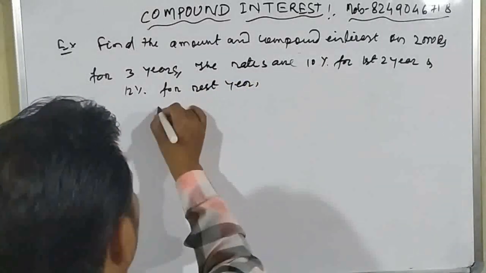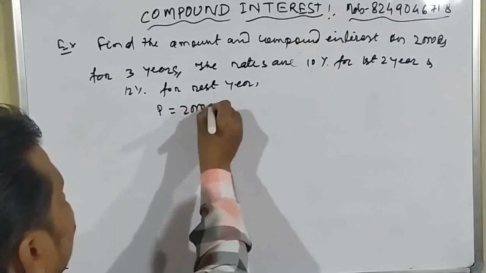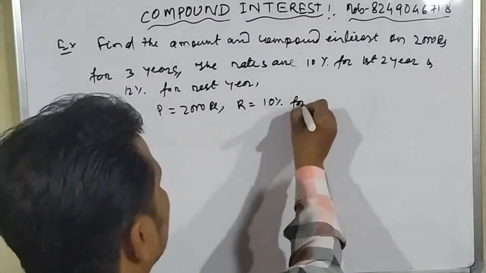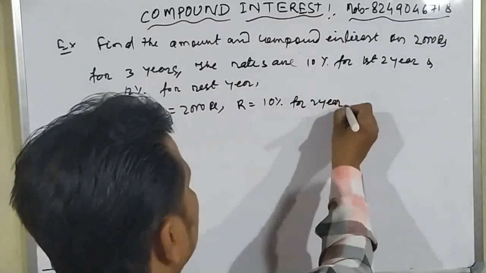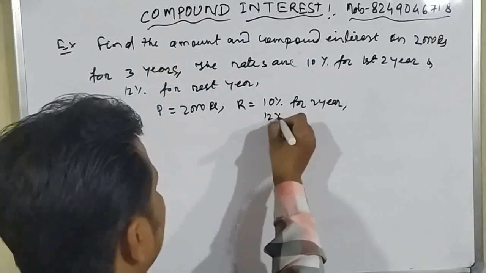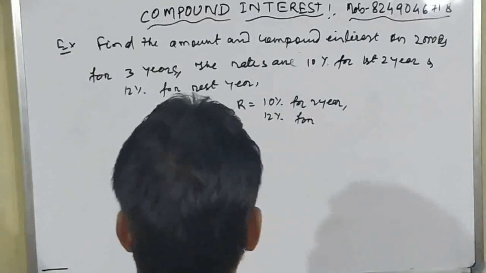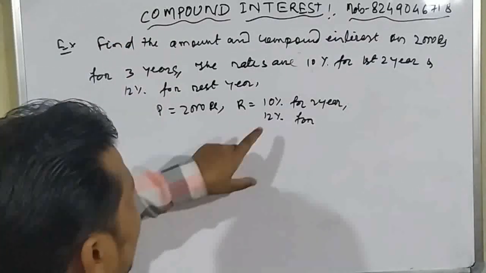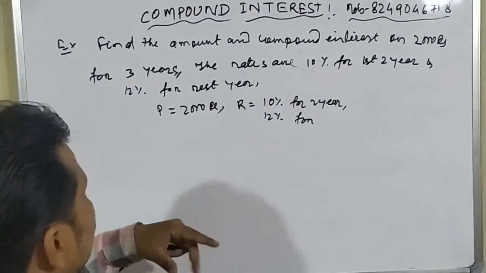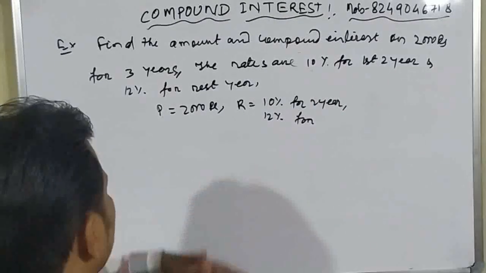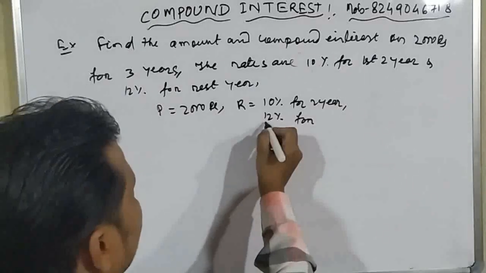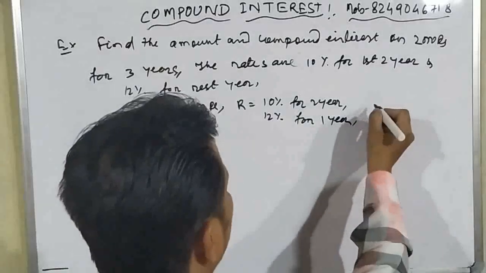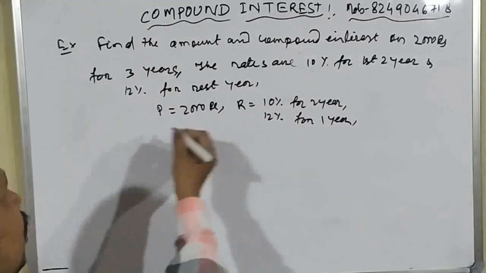So here the principal is given as 2000 rupees, and the rate is 10% for 2 years and 12% for how many years? Because we have to find the compound interest for 3 years, and 10% is for 2 years, that means the rest is 1 year. So we have to apply 12% for 1 year, and the time is 3 years. Okay, student. So now the amount.